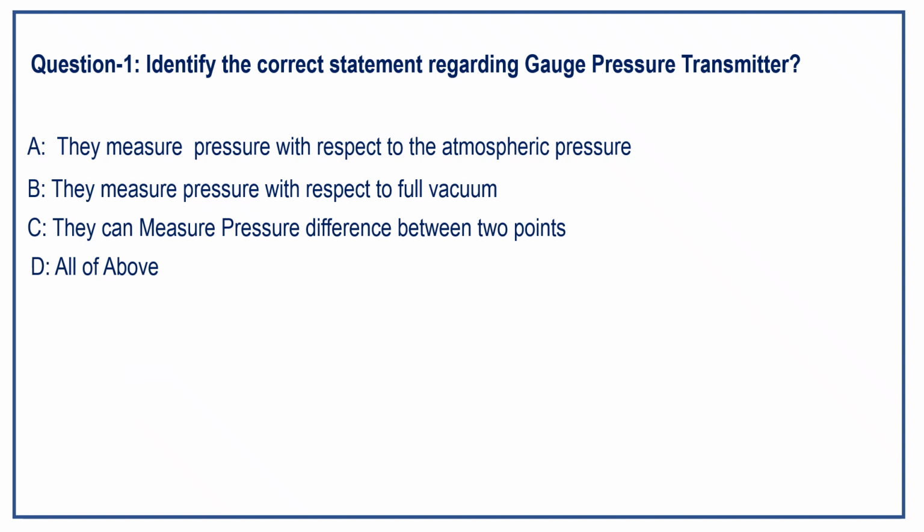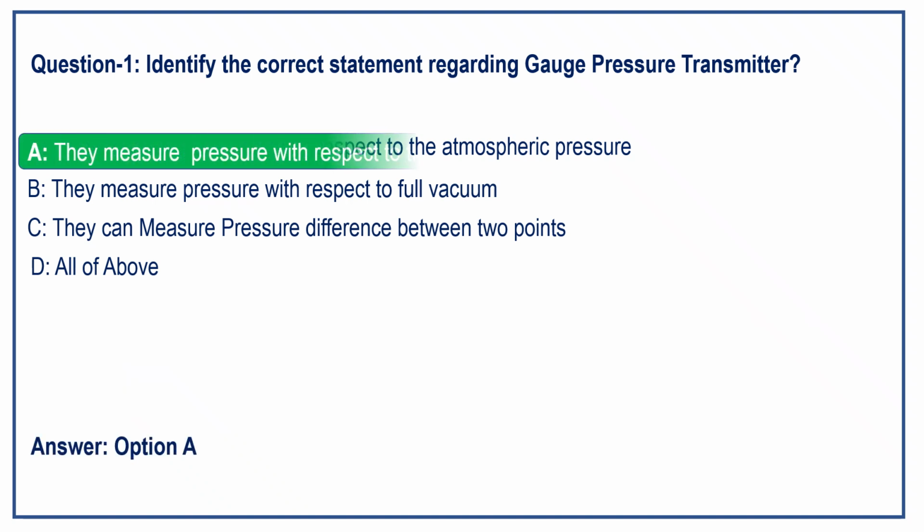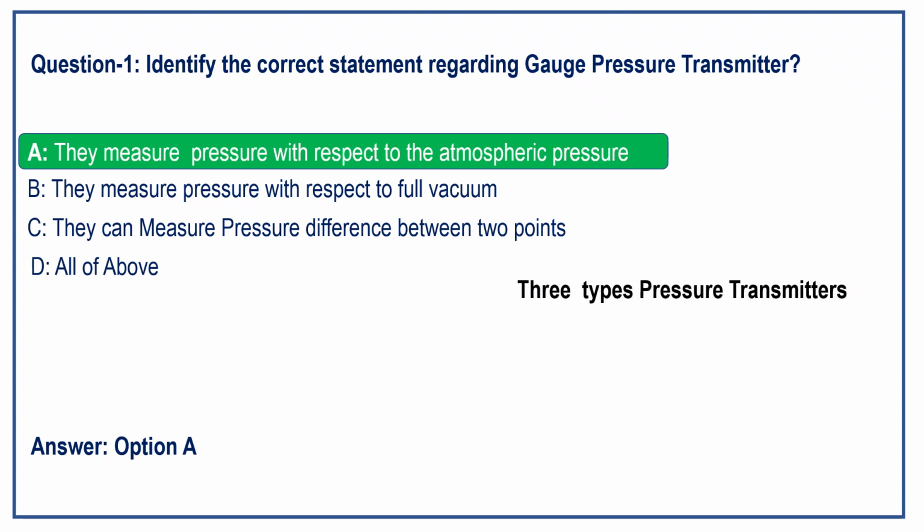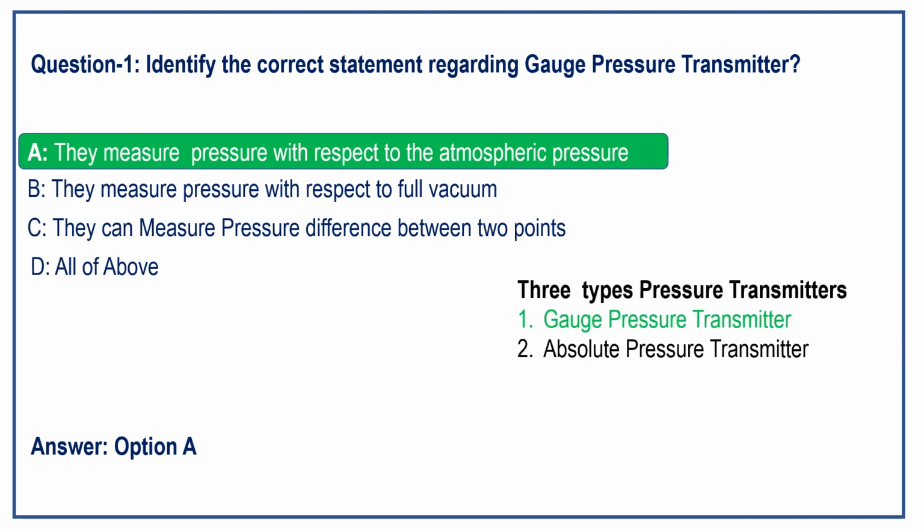And the correct answer of this question is option A. They measure the pressure with respect to atmospheric pressure. Yes friends, the gauge pressure transmitter measures the pressure with respect to atmospheric pressure. There are three types of pressure transmitters: gauge pressure transmitter, absolute pressure transmitter, and differential pressure transmitter. So the right answer of this question is option A.